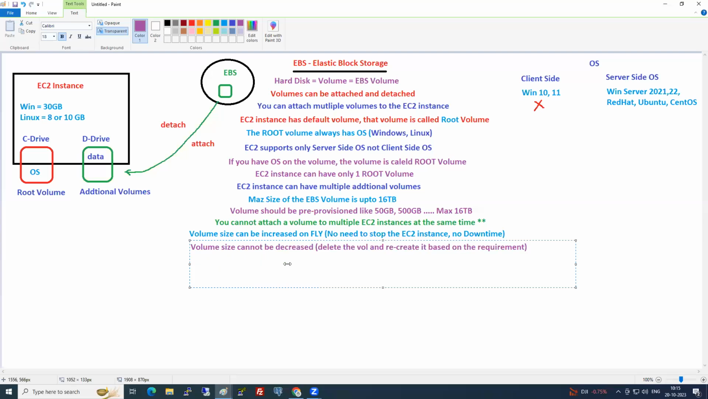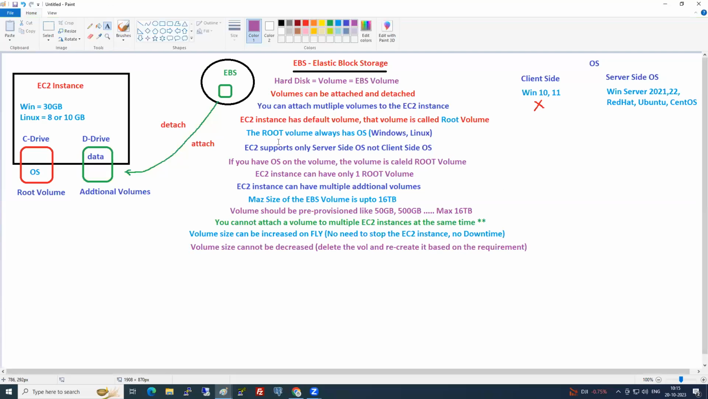Okay. Is it clear? Getting it? That's why I said volume. Volume meaning it can be root, it can be additional, both. Online, is it clear till here, everyone? Doesn't matter, it can be increased, cannot be decreased.